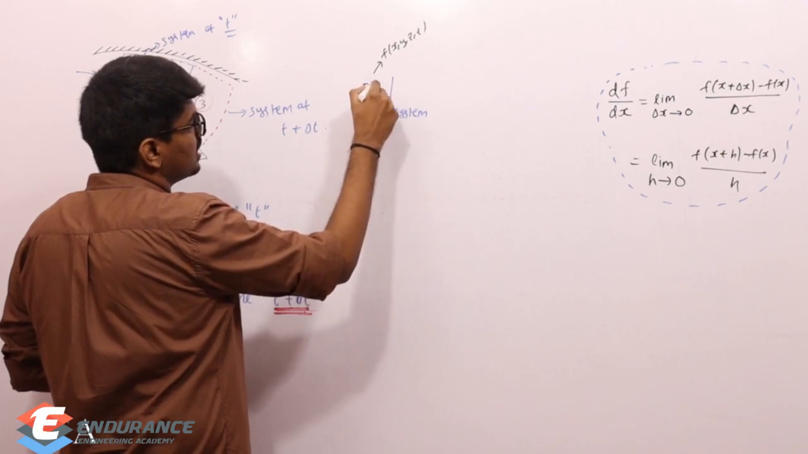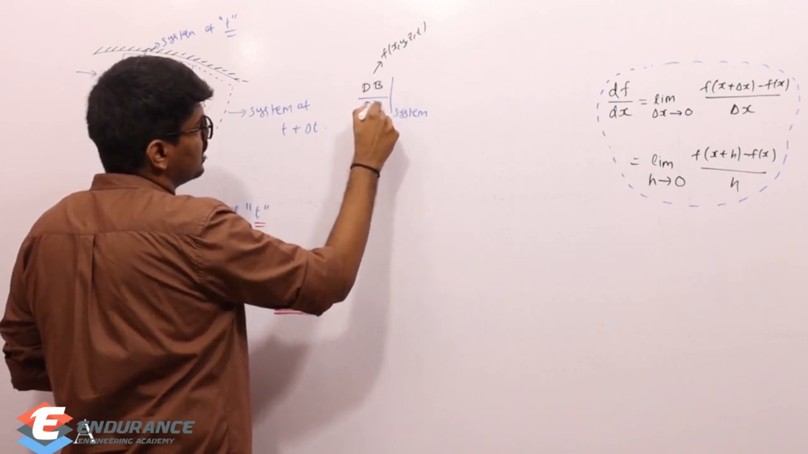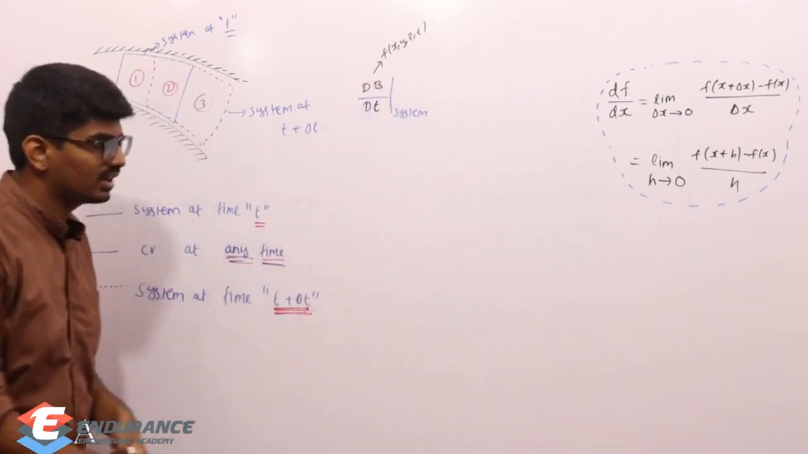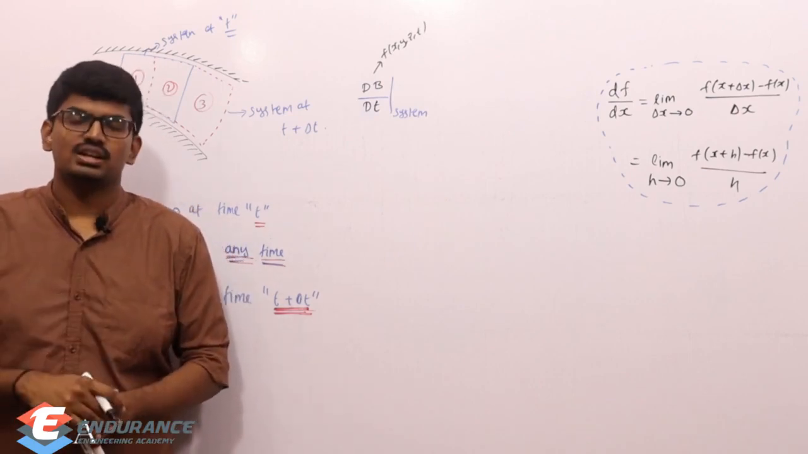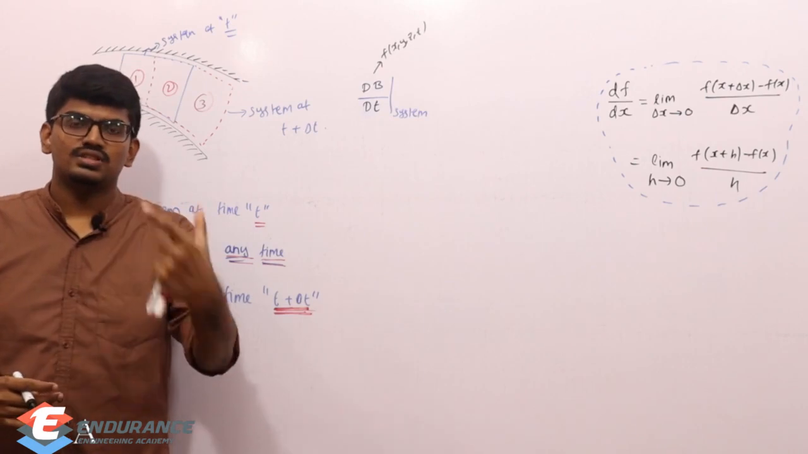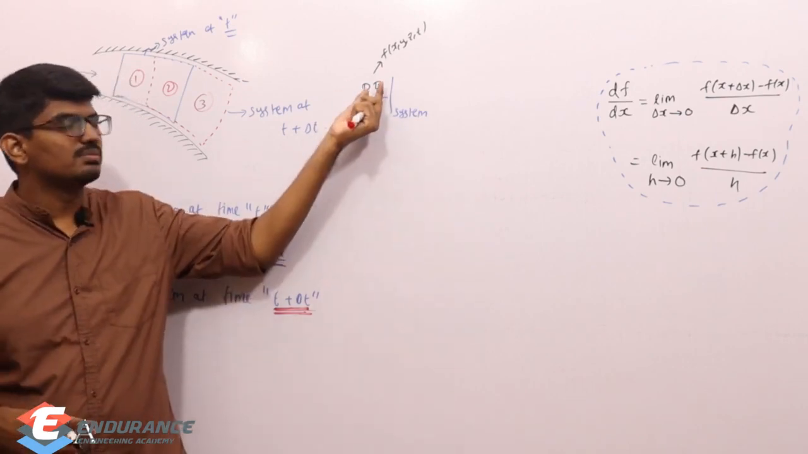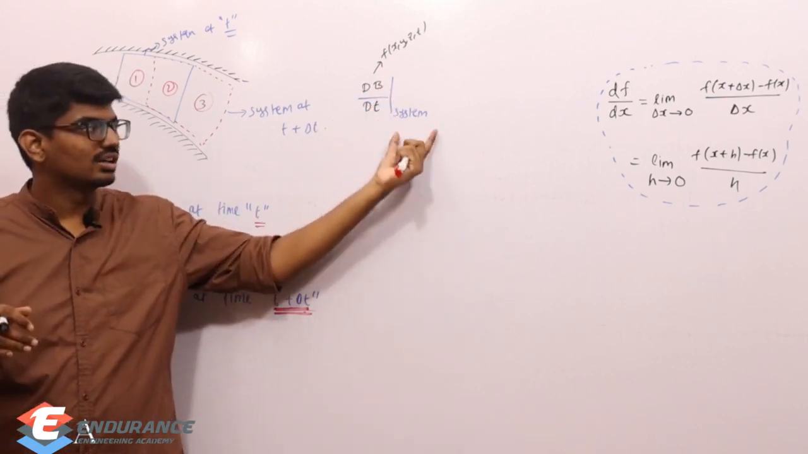It's going to be capital D B by D t. And what is it indicating? It's a material derivative, and I already gave this. What is this material derivative indicating? The rate of change of this particular property B, and now I am finding it for the system.